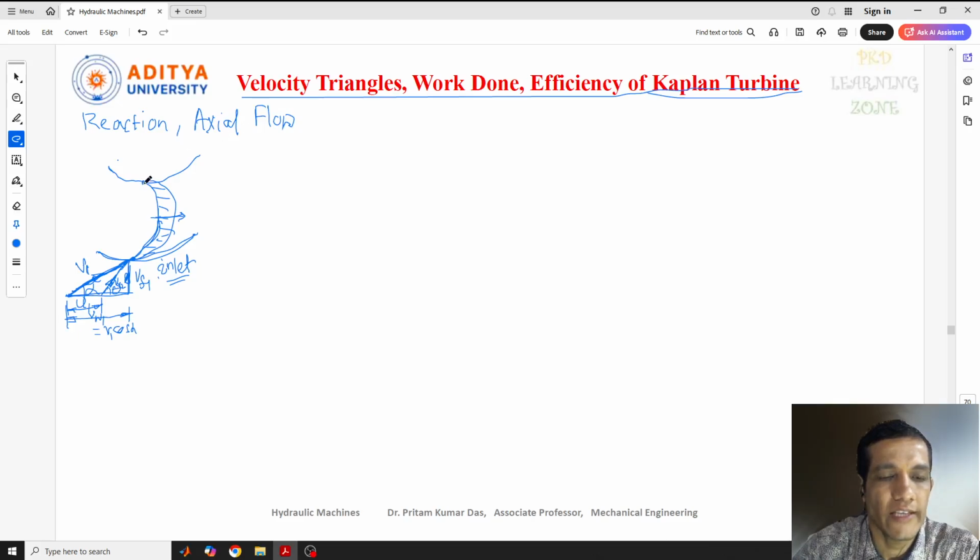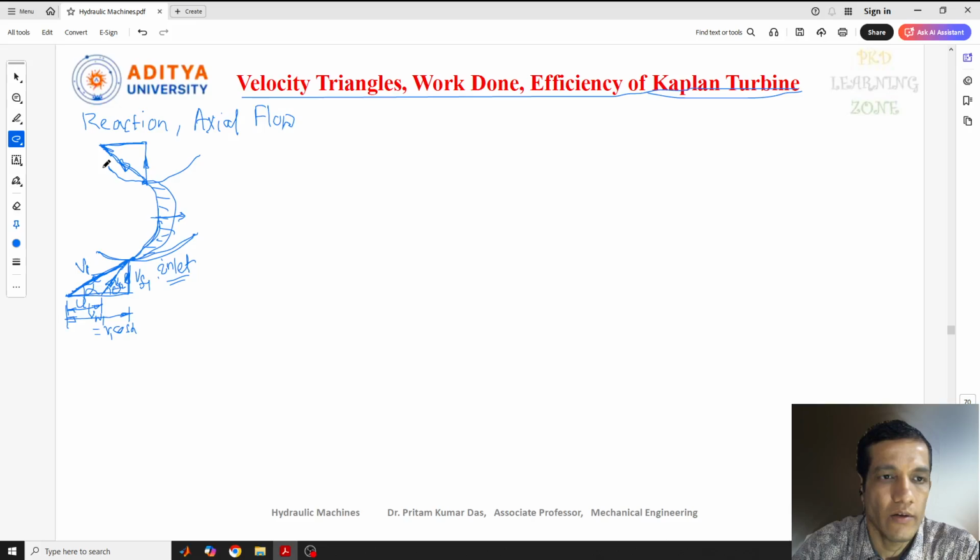In the outlet condition, what will be there? As I told you, this is axial flow, so the fluid will come out from this blade axially, parallel to the shaft. So in this condition our outlet will be like this. We get a radial outlet, so VW2 will be 0, or the beta angle will be 90 degrees.